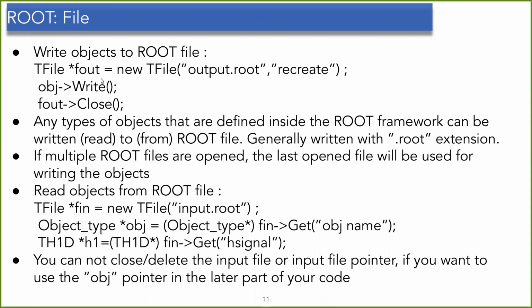So here I have defined a root file, say fout, and the first argument corresponds to the name of the root file, that is output.root. And the second argument, recreate, basically creates this new root file with this name. And then you can write any kind of root object in this root file by using this write command. And you can then close this file using this close command.